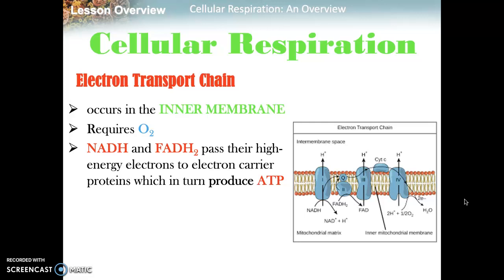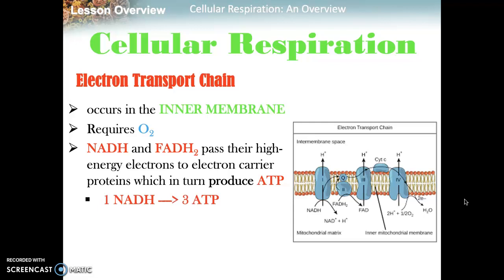What does happen is that the NADH and the FADH2 that were produced during earlier steps of cellular respiration, mainly during the Krebs cycle, are going to be used to produce a different type of short-term energy carrier called ATP, or adenosine triphosphate. So we're going to take the energy in the NADH and the FADH2, pass that on, and create some ATP.